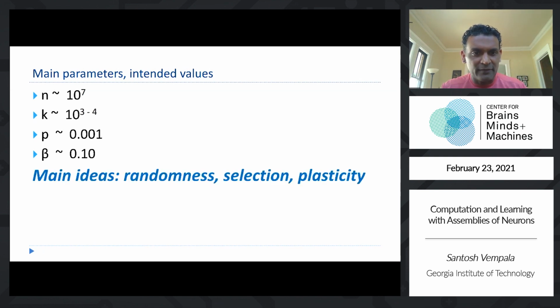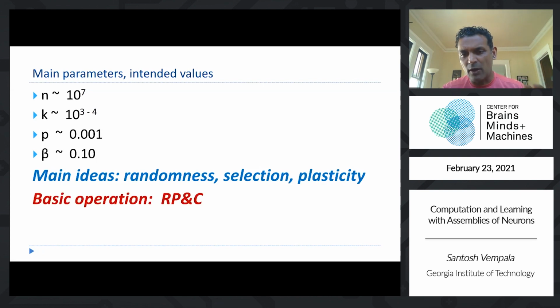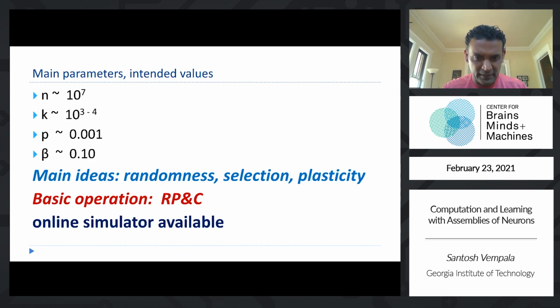So the ideas that we'll have are just this randomness, the selection, that's the inhibition, and plasticity. So that's it. And there's really only one operation underlying everything. This is like the assembly level operation on which we'll build slightly more sophisticated operations. And that's this random, project, and cap. We'll discuss that in a bit. But this refers basically to the idea that you're going to take the top k and cap. Everybody else gets set to 0.